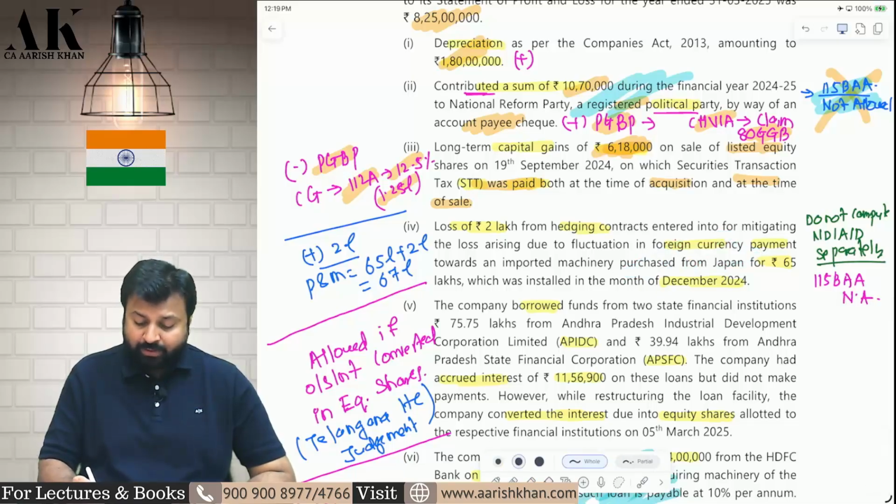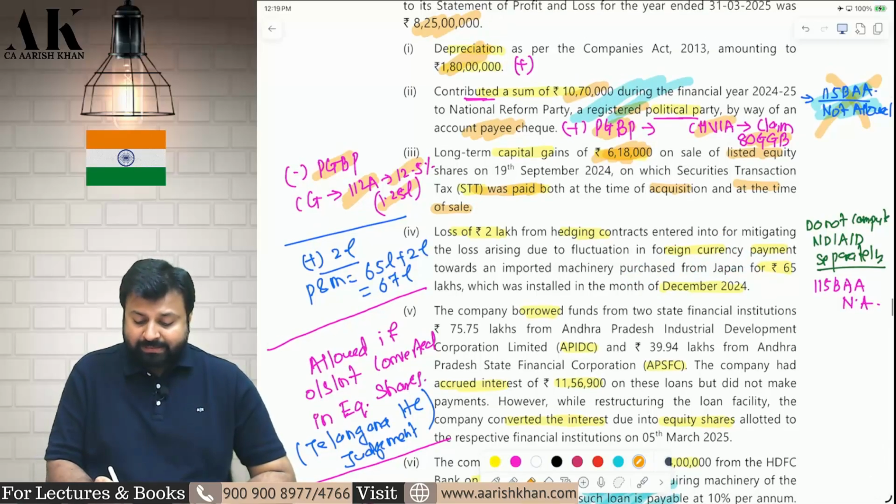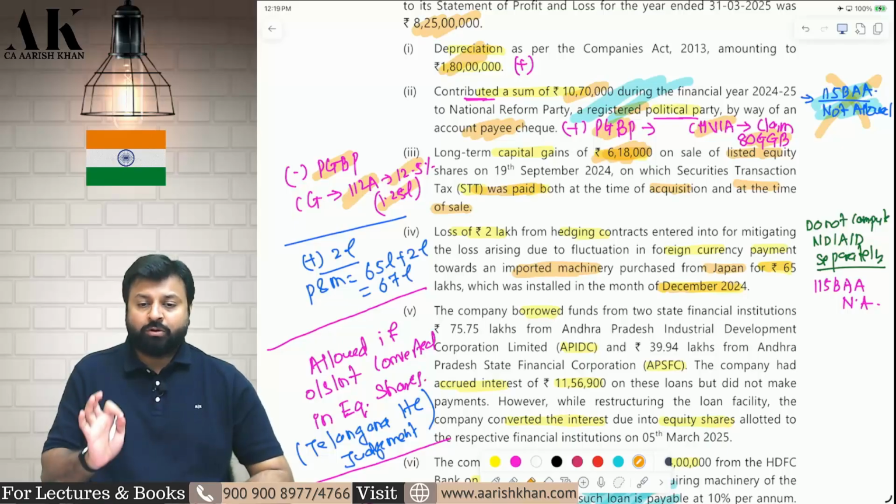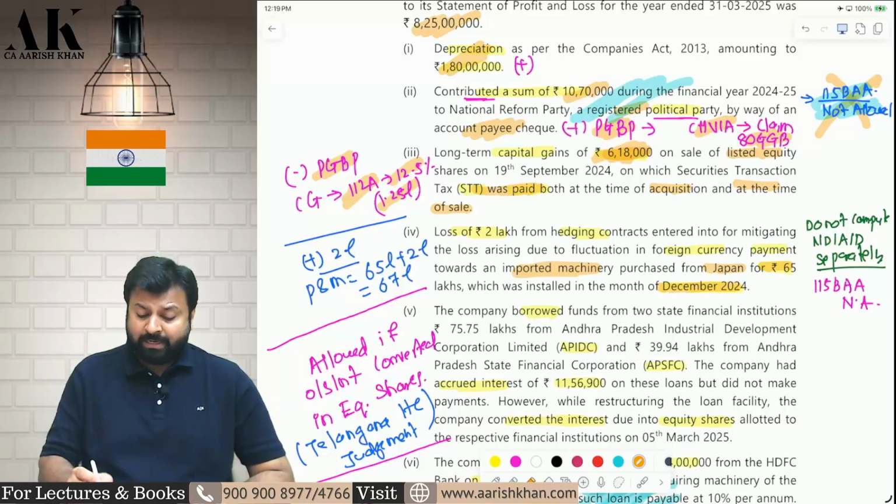Very important technical adjustment. You have imported some machinery from Japan for 65 lakh rupees, and you have installed that machinery in December 2024. Be very careful. Very intelligent adjustment. You will say that, no sir, we have done similar adjustment earlier. No. You have not done similar adjustment earlier.